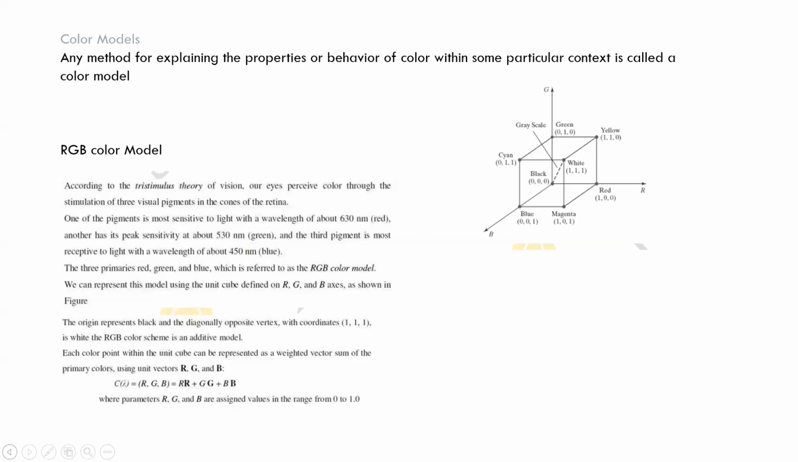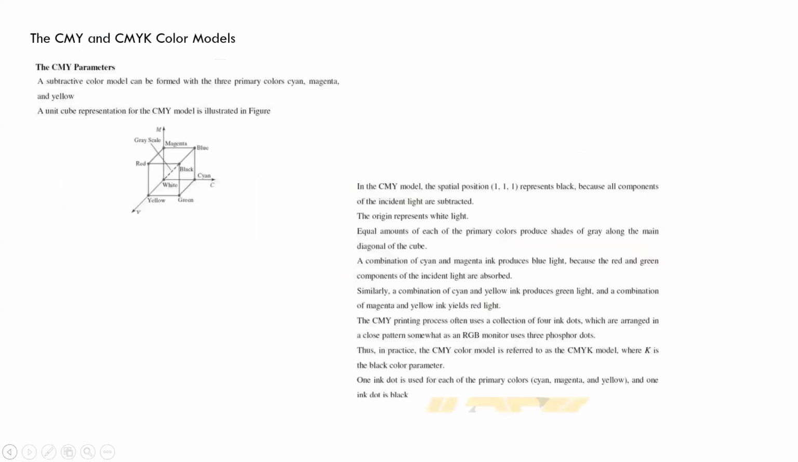We can represent this model using the unit cube defined on RGB axes as shown in the figure. The origin represents black and the diagonally opposite vertex with coordinates 1, 1, 1 is white. The RGB color scheme is an additive model. Each color point within the unit cube can be represented as a weighted vector sum of the primary colors using the unit vectors R, G, and B. So C(lambda) = (R, G, B) = RR + GG + BB, where parameters R, G, and B are assigned values in the range of 0 to 1.0.